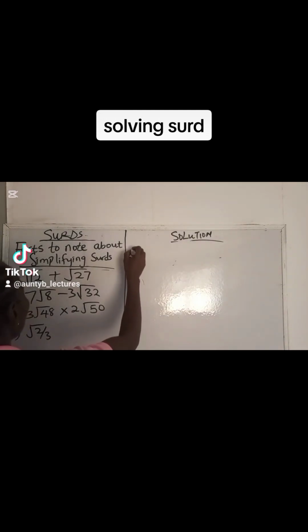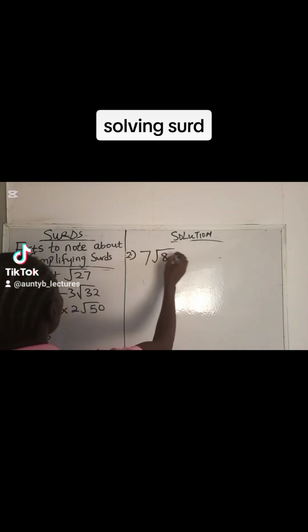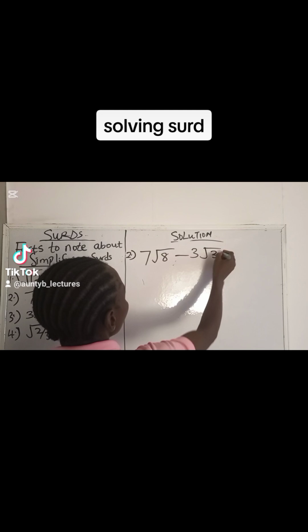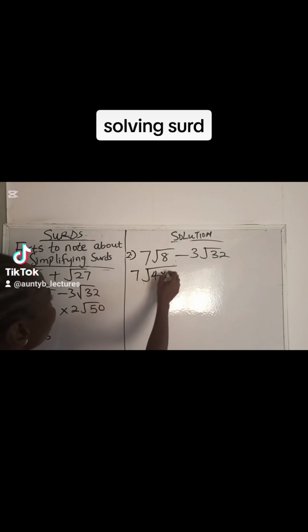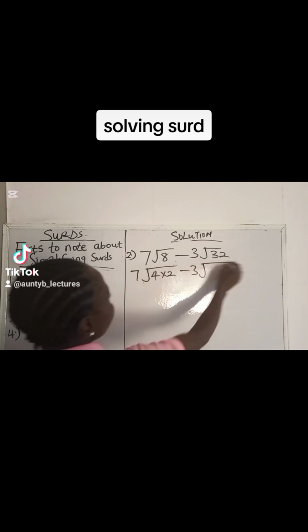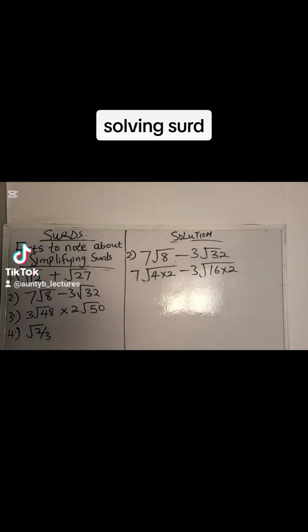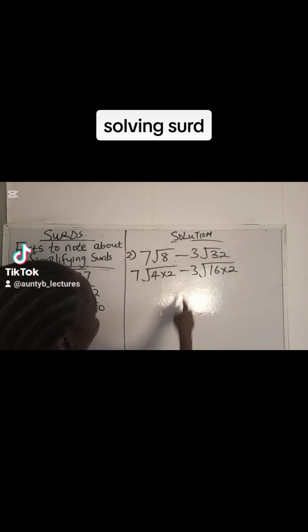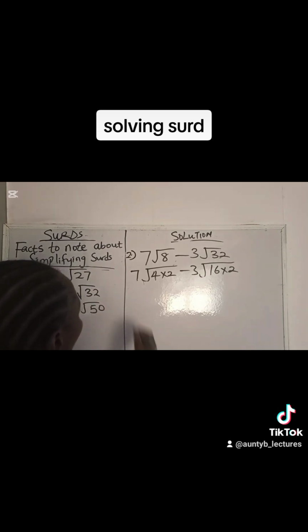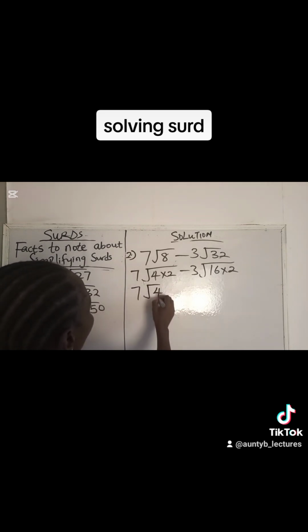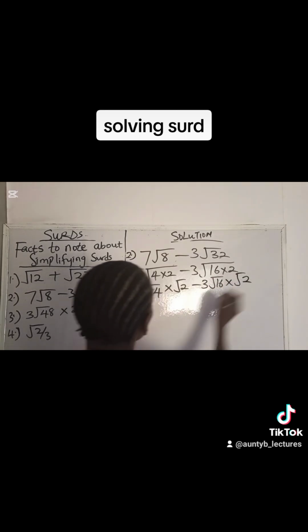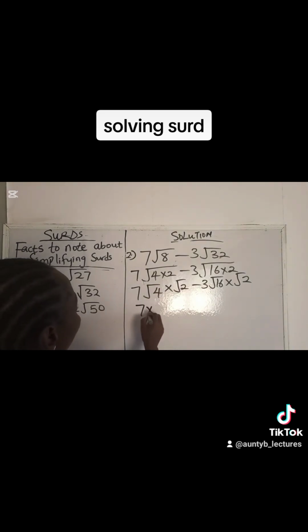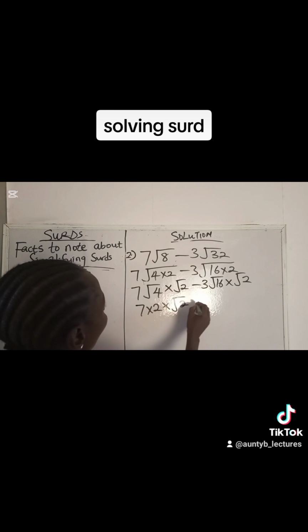Question number 2. We have 7 root 8 minus 3 root 32. We are looking for 2 factors we multiply together to get 8. One must be a perfect square. We say 4 times 2, minus 3, here is 16 times 2. So we have 7 root 4 times root 2 minus 3 root 16 times root 2. Let's write it separately. What is the square root of 4? That is 2. We have 7 times 2 times root 2 minus 3.